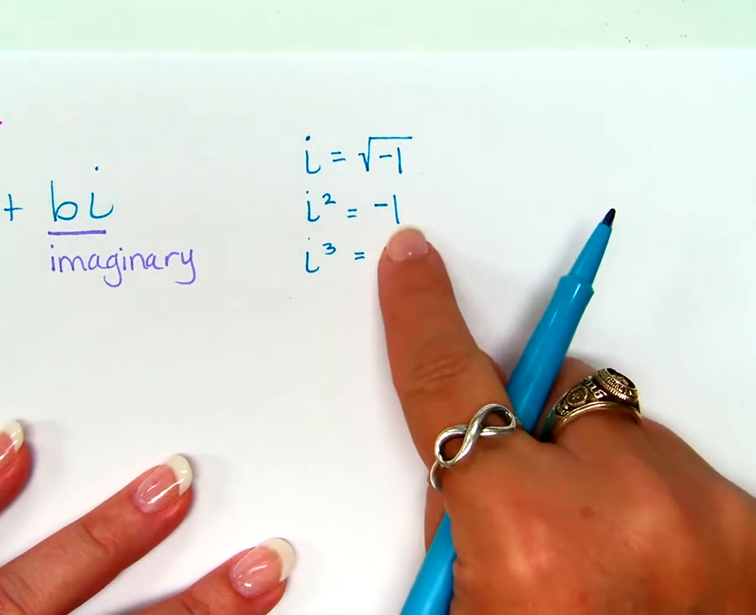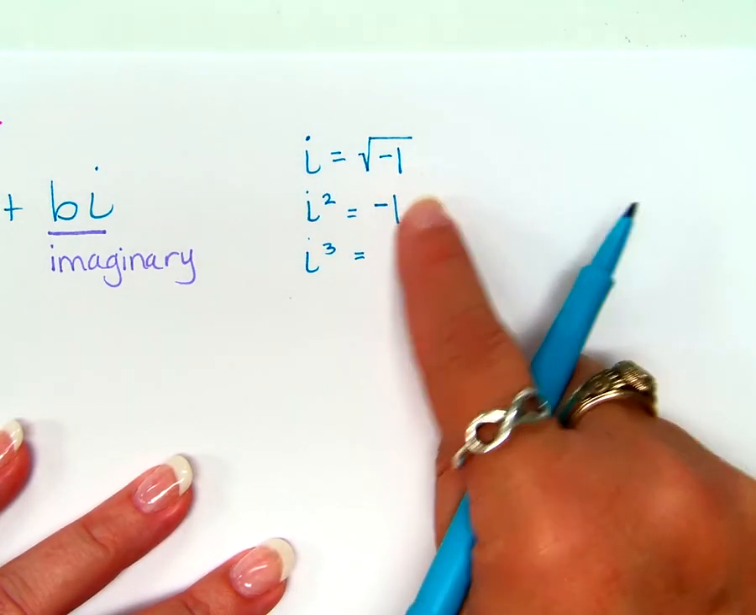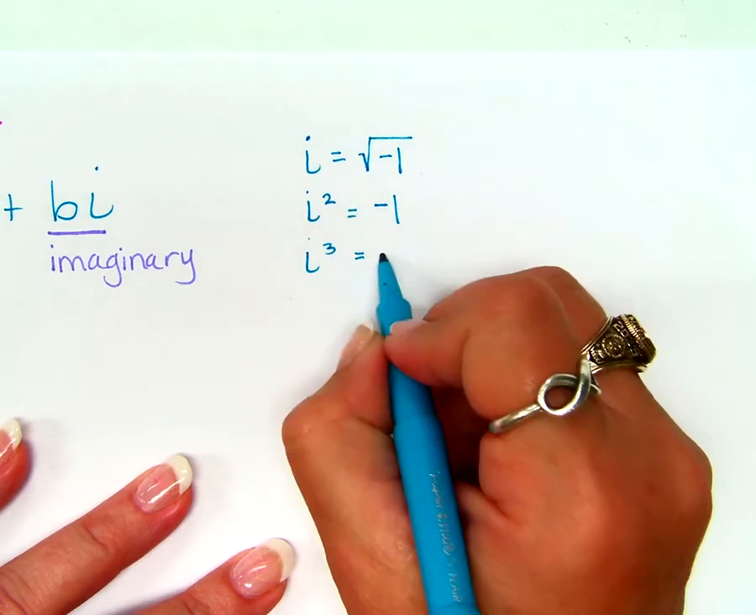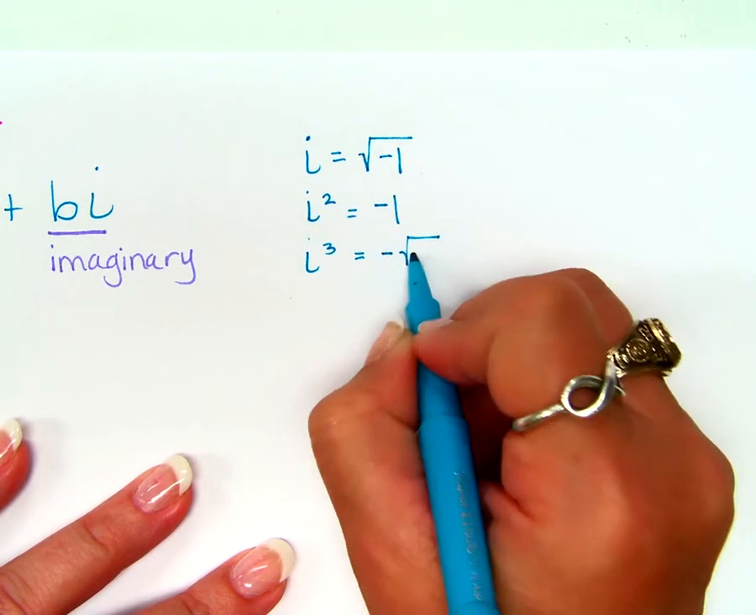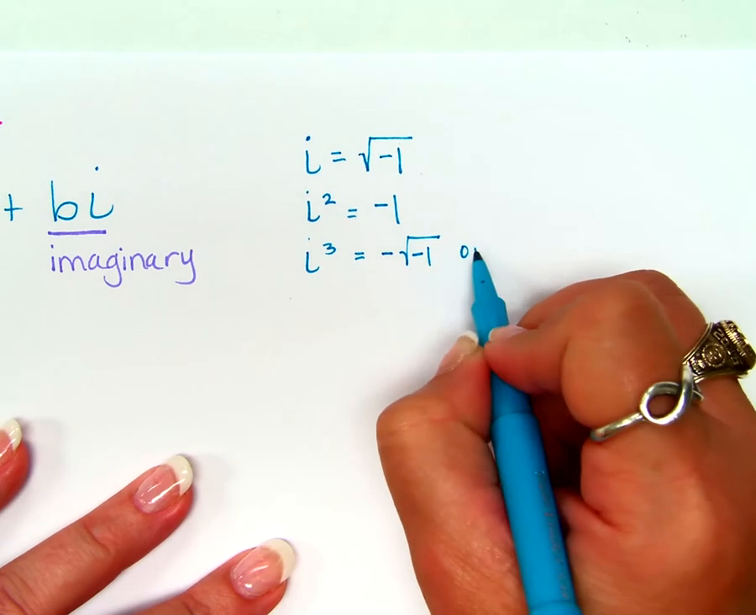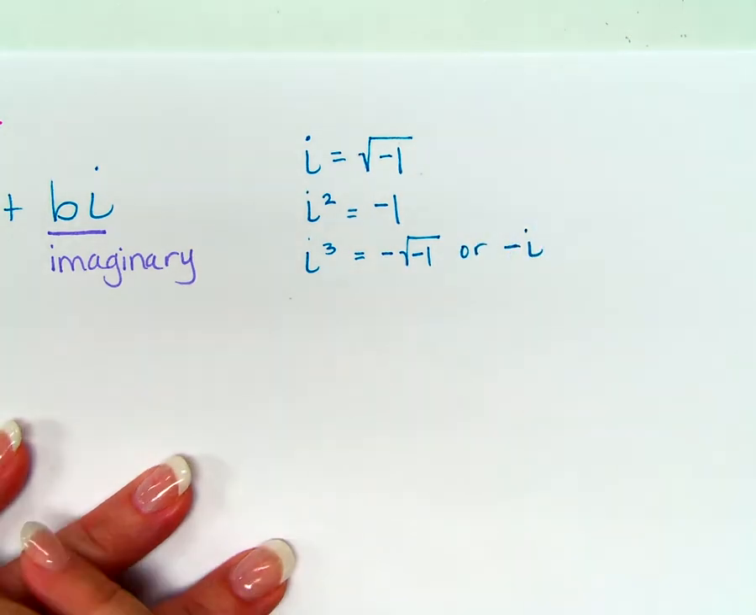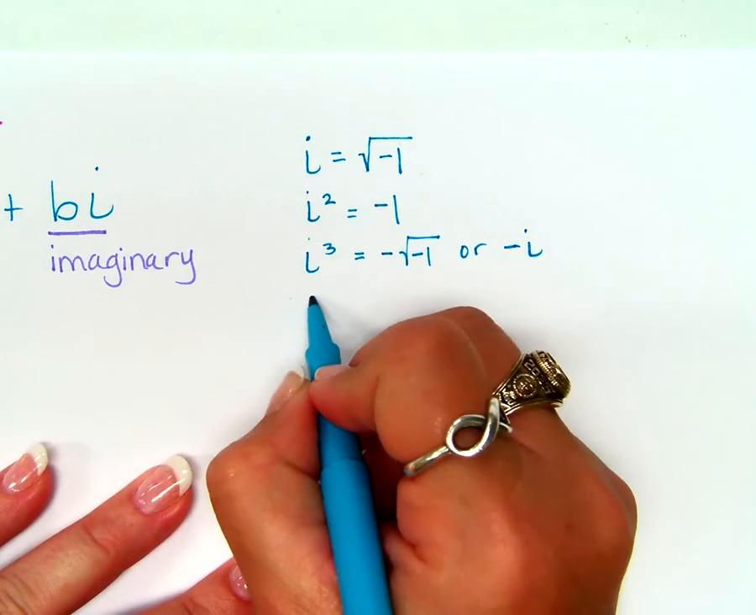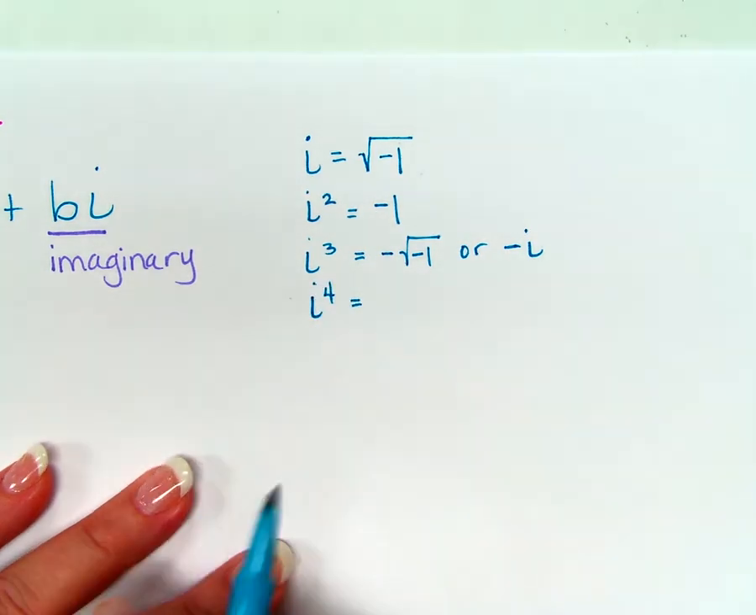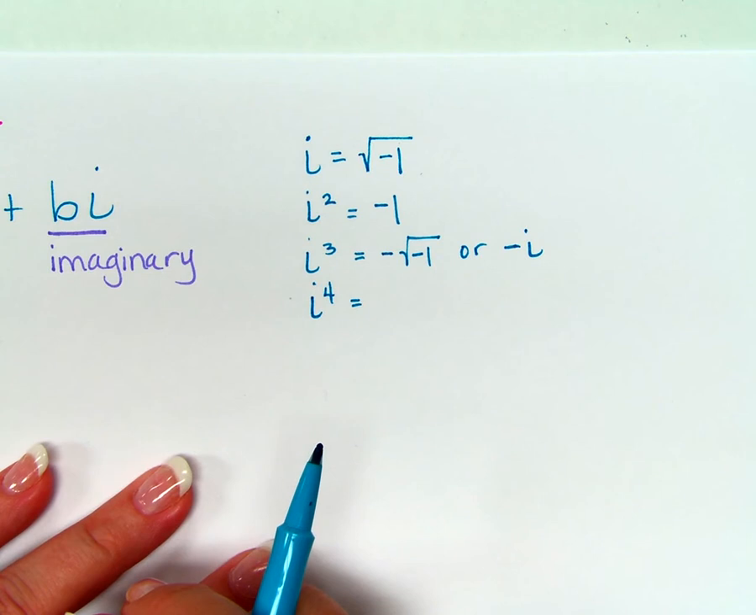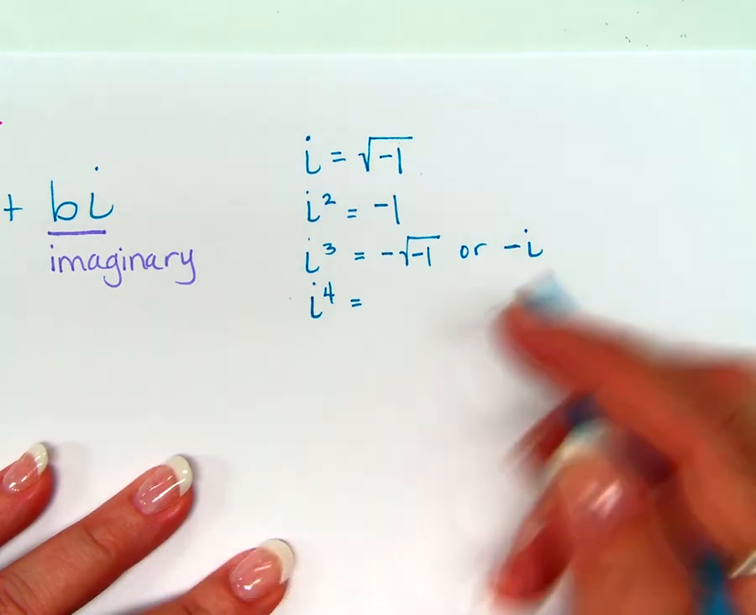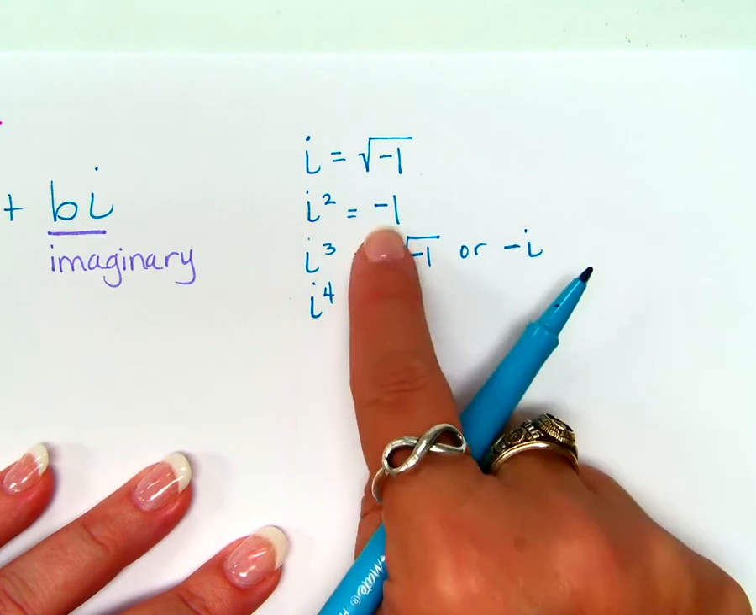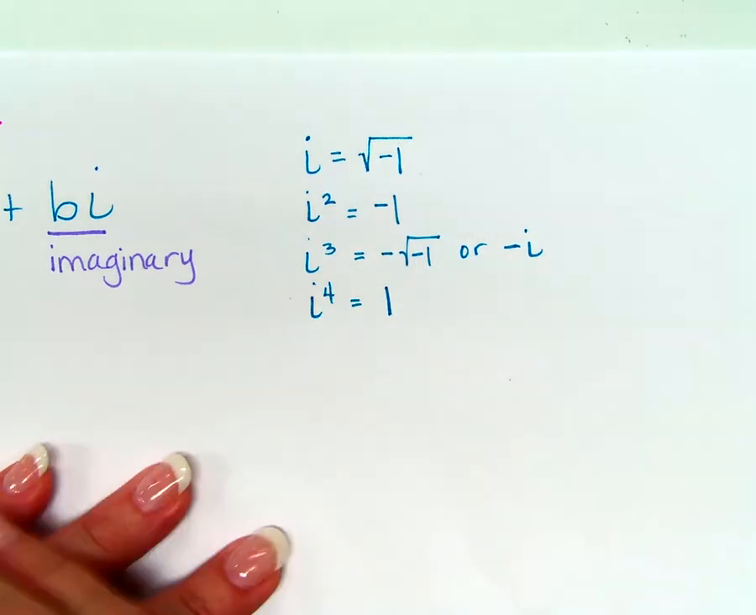Isn't it this times this? To get i to the third, wouldn't I multiply i squared and i? So I would get negative square root of -1, or negative i. Okay with that? Yes. What about i to the fourth? Would it be positive 1? Because I can multiply i squared times i squared to get me i to the fourth, right? -1 times -1 is positive 1.